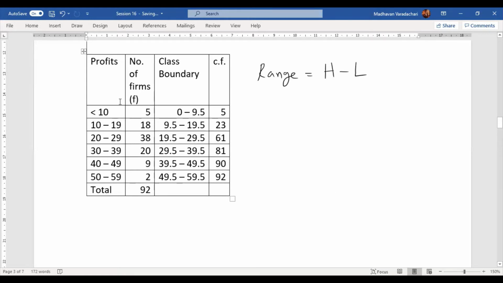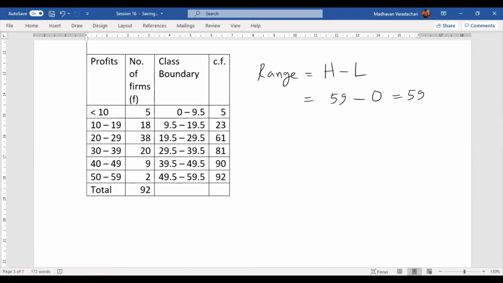So for calculating range, I am not going to use the class boundaries. I'll be using directly what is given in the table. So less than 10, I'm going to assume as 0. That means the least value is assumed as 0. The highest value is given here as 59. So the range is 59. Straight away we calculate like that.